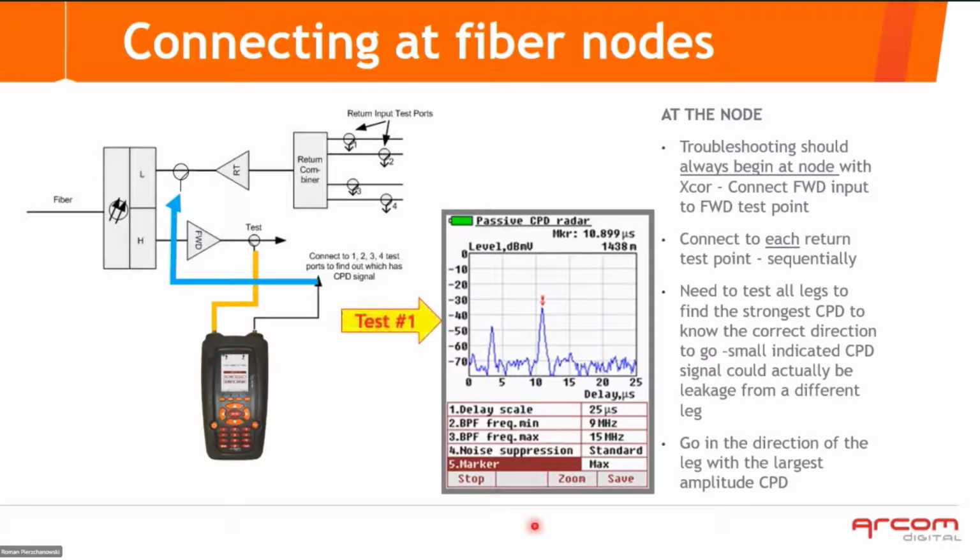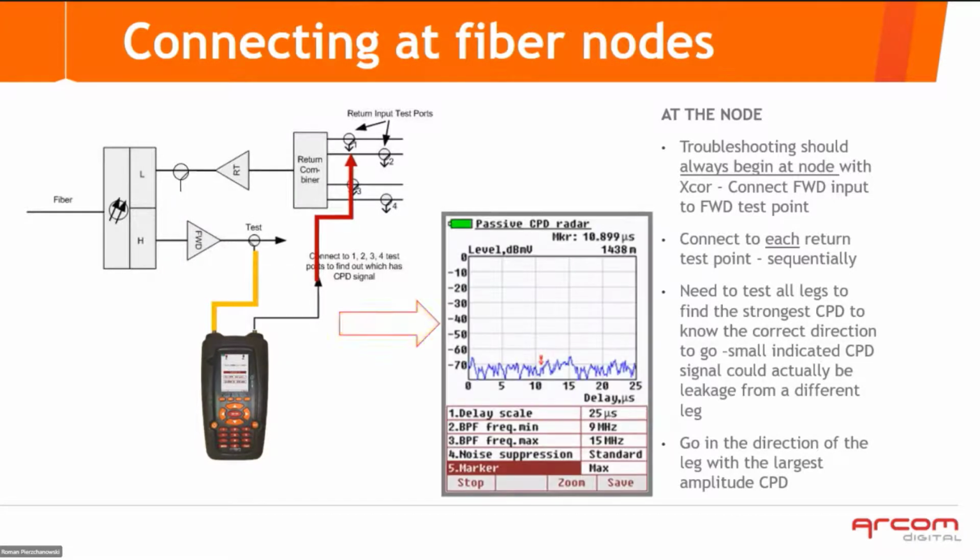And here is the result. We see two CPD events. One is small, one is higher. So they can be coming on one leg, or just one on the second one. Here is something important. This is the level. When we go to these legs, the level will drop by the insertion loss of the combiner and the gain of the return amplifier.